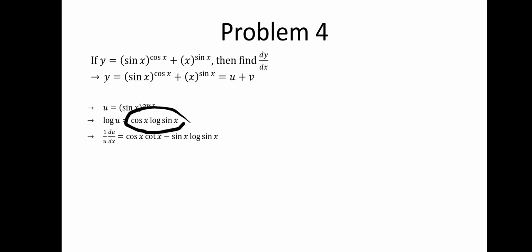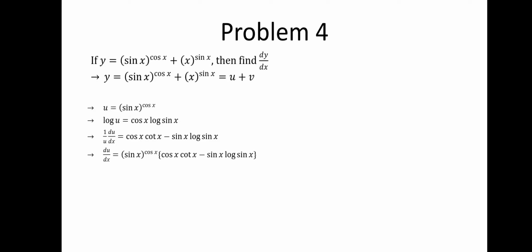Once again, if you do the derivative of log of sin x, you will see it becomes cot x. And next we keep log of sin x fixed and then do the derivative of cos x, which is minus sin x. Fine. And then send u on the other side. u is nothing but sin x to the power cos x. So this is one part of the answer.